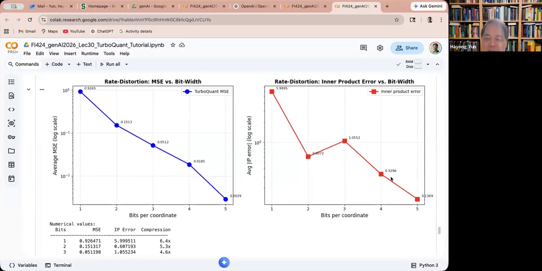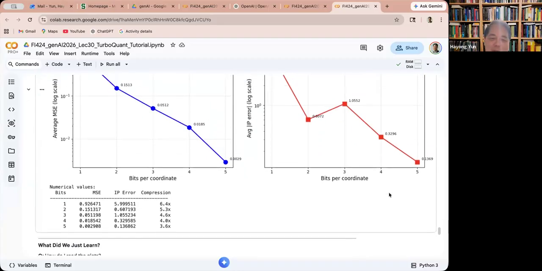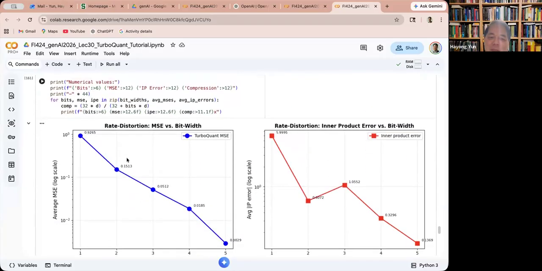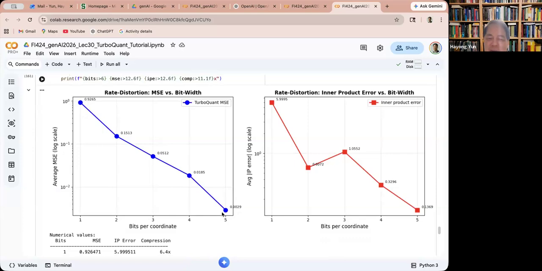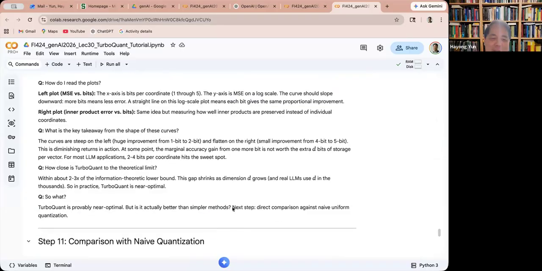And for the inner product error too, it decreases, but the impact is much smaller. Which means that you don't need that many bits, frankly, because the marginal impact of having an additional bit after a few bits is actually not that much. And you get fairly accurate results. Okay.